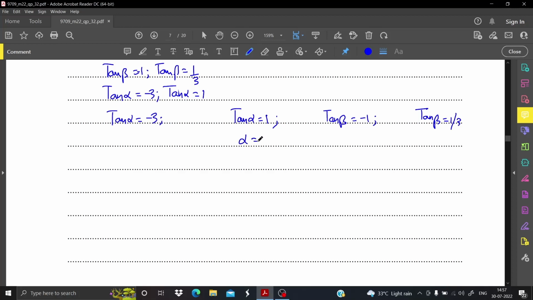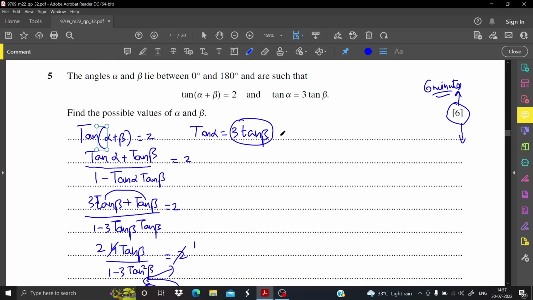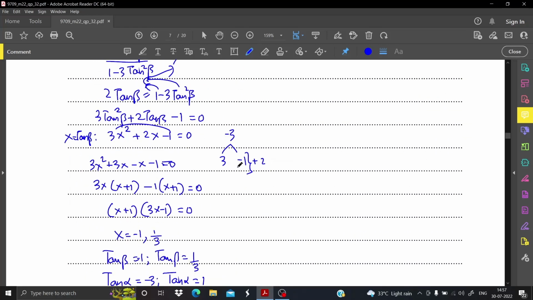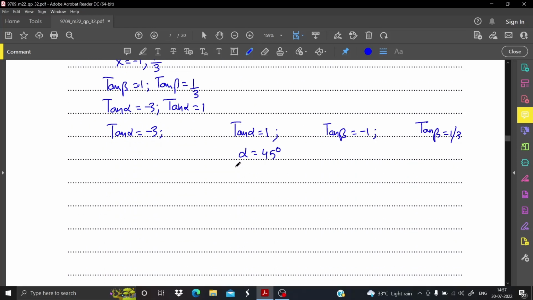This is a standard value, so it is 45 degrees. Please check whether it's given in radians or degrees. So this is in degrees. So remember to put your calculator in degrees before you move on to the calculations. If it is in radians, change the mode to degrees, then work it out.